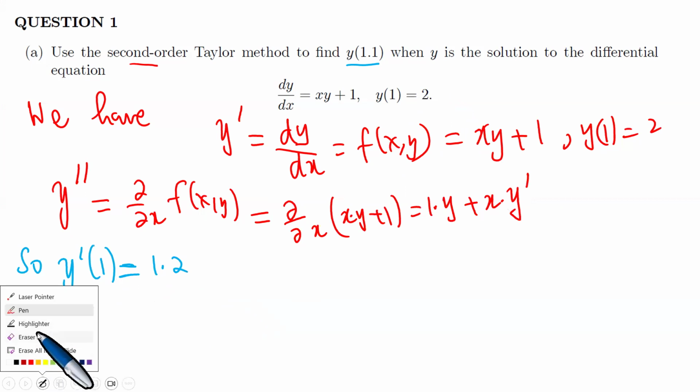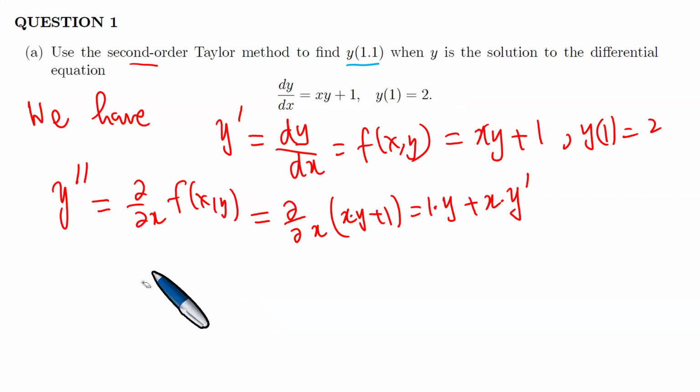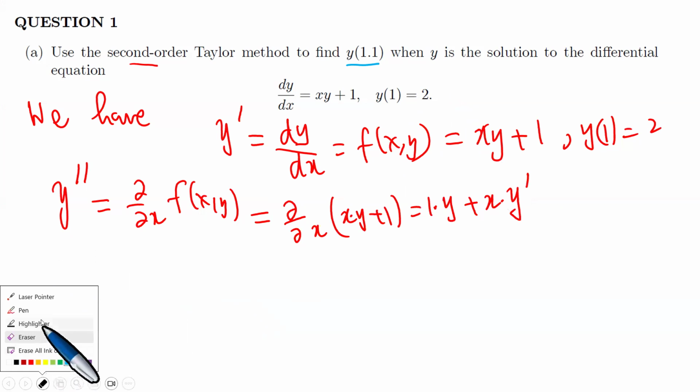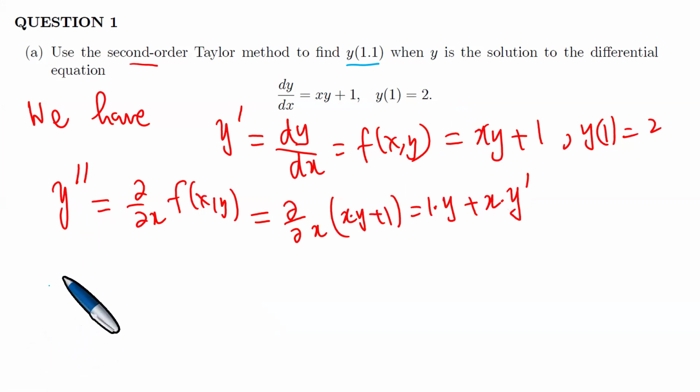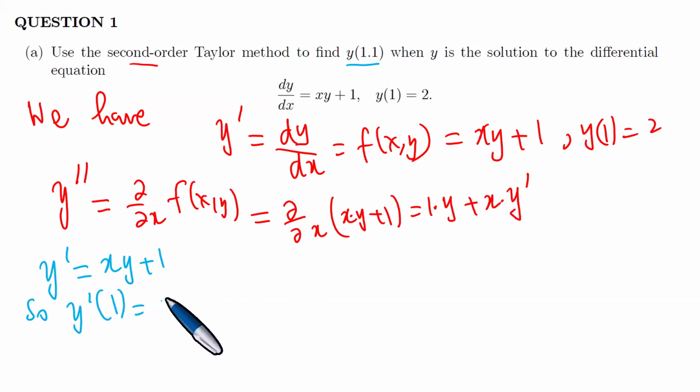In other words, because we are dealing with the second order, we have just found the second derivative. y prime at 1, which equals 3. y is 2 when x is 1, and therefore y prime at 1 equals 3.